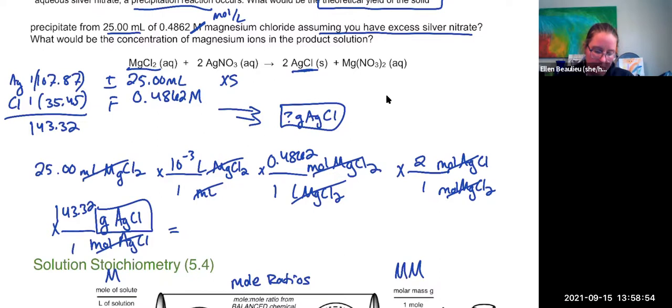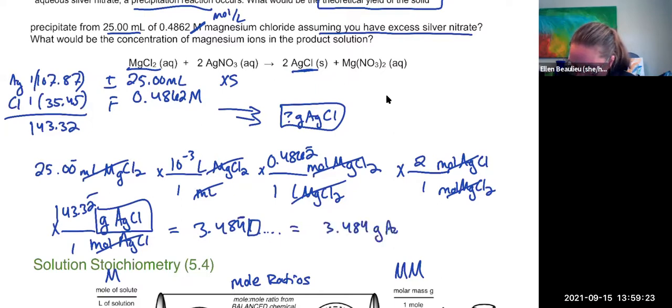So 25 e to the minus 3 times 0.4862 times 2 times 143.32. And I got 3.4841 something, something, something. So now it's time for sig figs. 4, 4, 5. I get to keep 4. 3.484 grams of silver chloride.